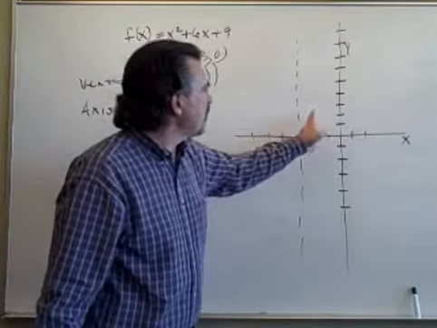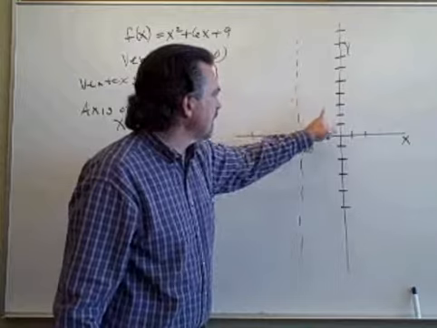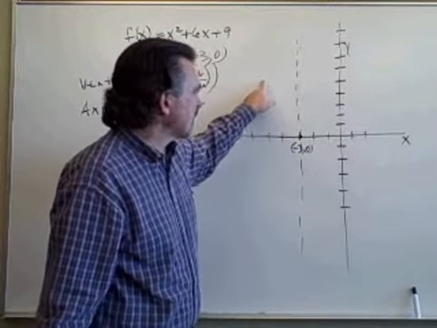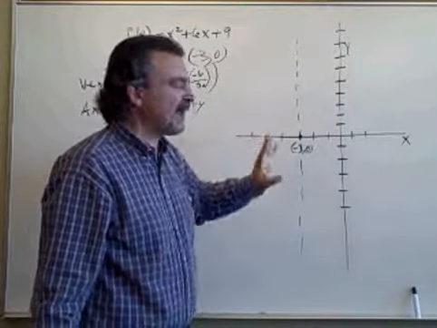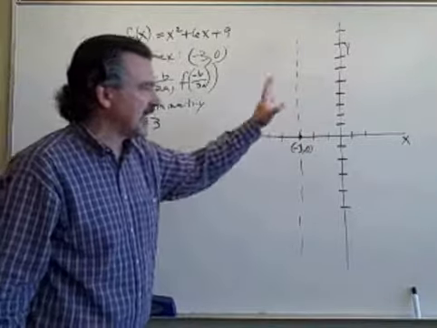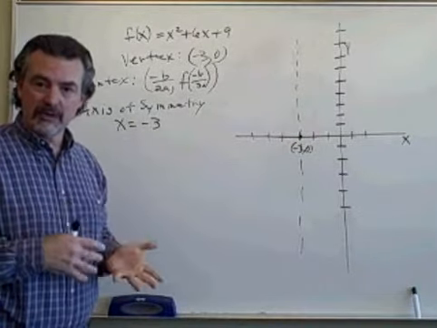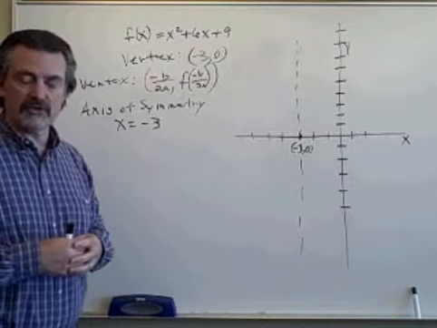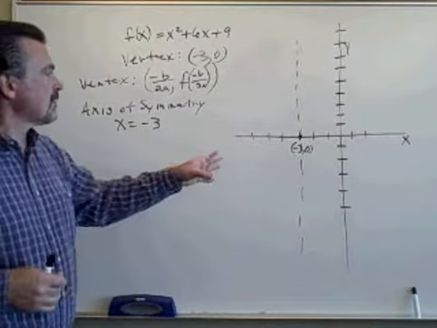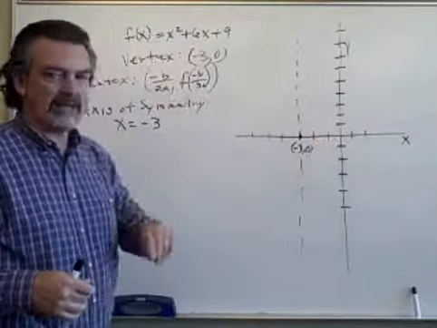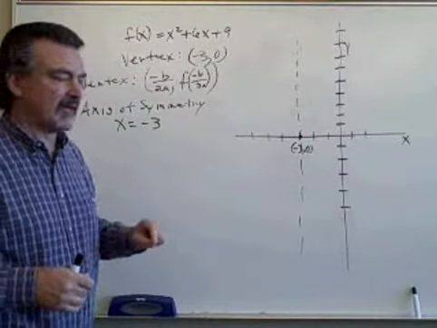So for every point on this side of the line, there will be a symmetric point on this side of the line. Let's find a couple of points on one side of the line, get their symmetric points on the other side, and we will have our graph of this quadratic function. One of the points we could find would be the y-intercept. That'd be a very easy point to find.